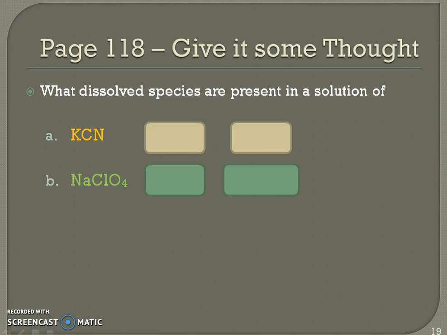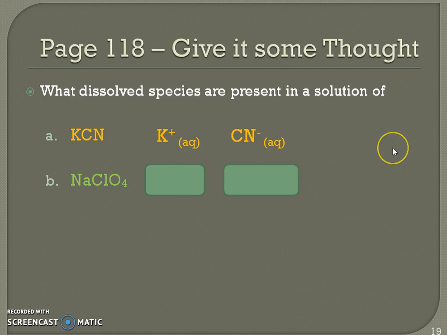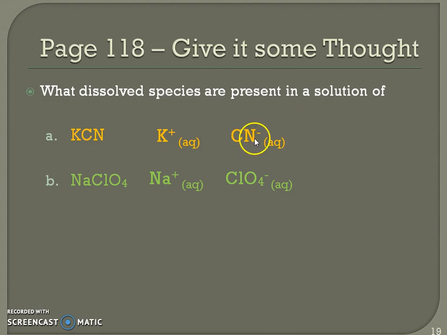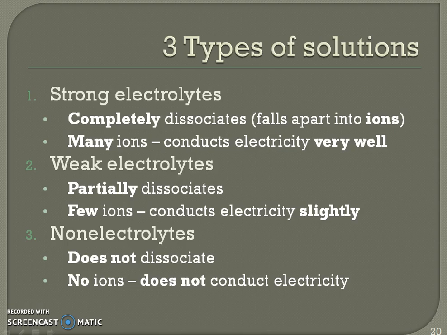Again, pause the video. What dissolved species are present in a solution of KCl? How is this going to break apart into ions? Hopefully you guessed K+, and now we're going to add that (aq) for aqueous, and Cl-, again (aq) for aqueous. On B, it's going to be Na+ (aq), aqueous sodium, and we have the ClO4-, perchlorate, aqueous solution. Oh, by the way, CN is cyanide and K is potassium.